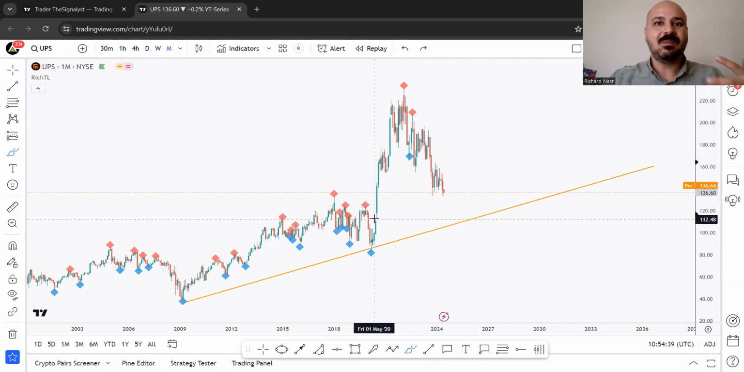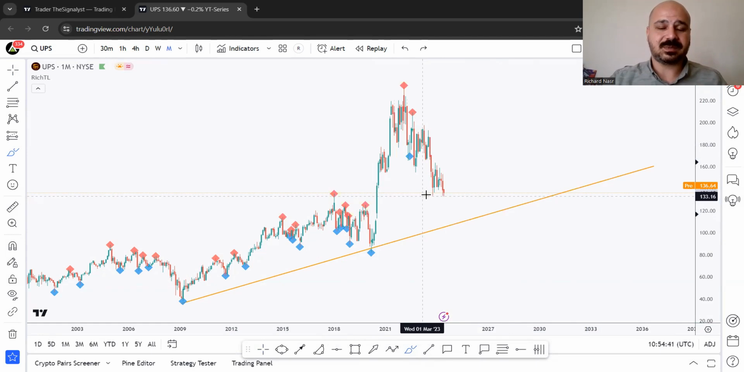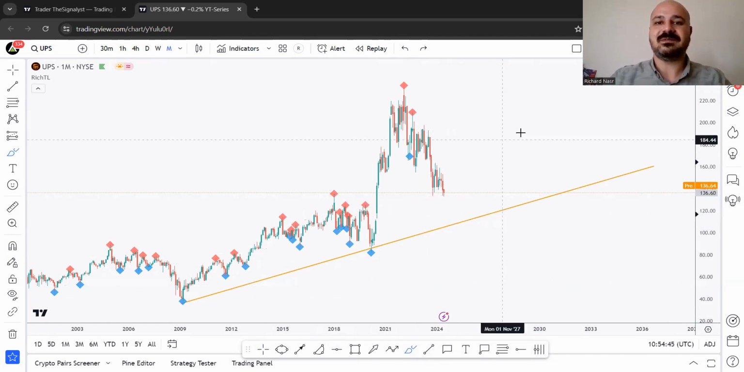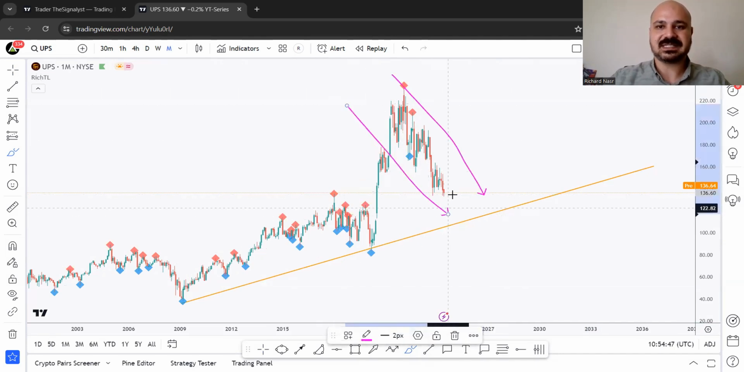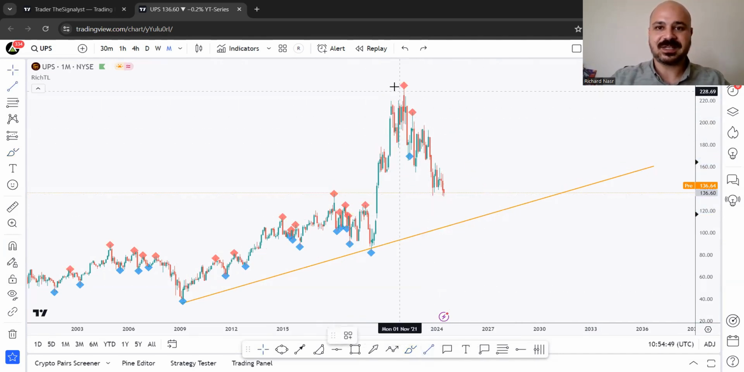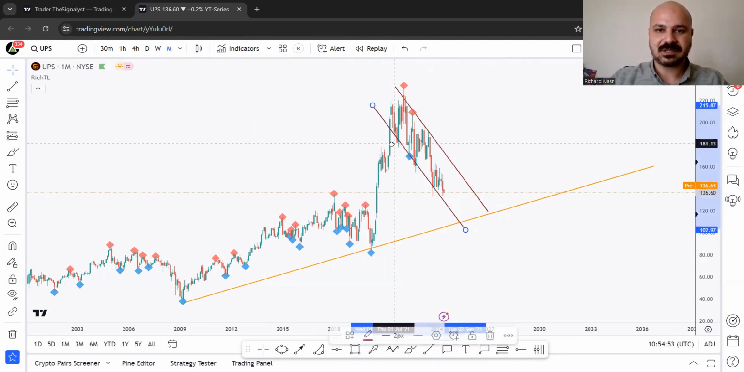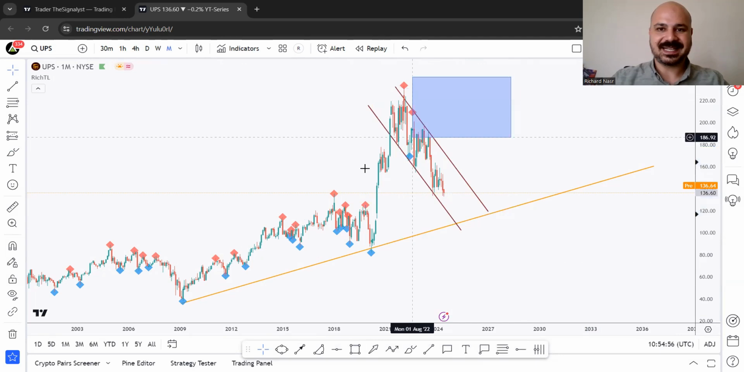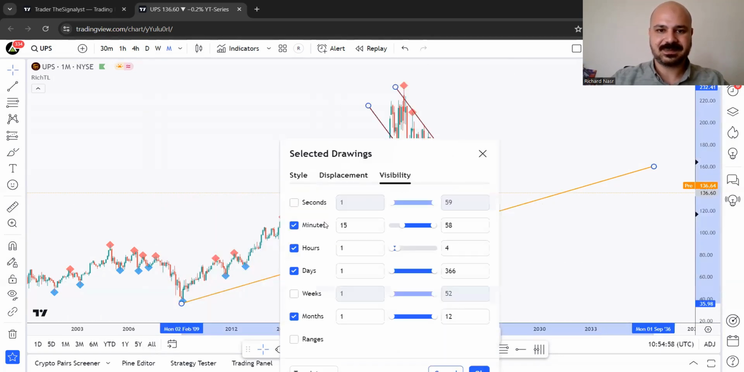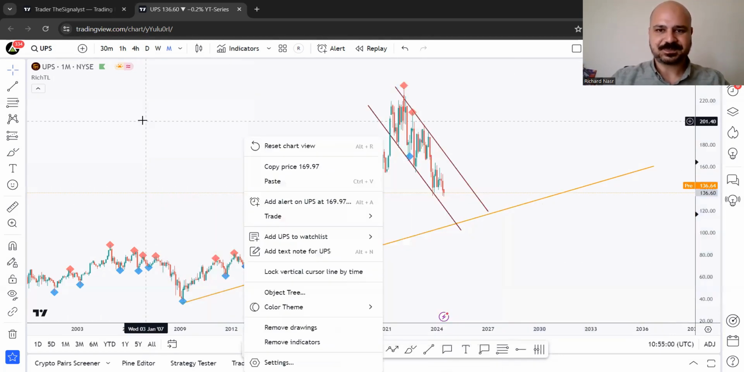So we want to find more areas where the price possibly rejected. Anyway, from this trend line, we can clearly see that we have been bullish and we are currently in a correction phase. So we can also draw another one, a falling one, to engulf this latest correction phase. Let's go for a different color. And that's it. Let's make them all appear on lower time frames, visibility, and here we go.